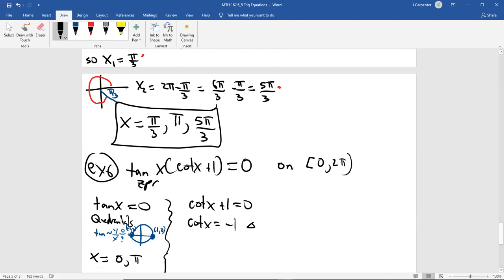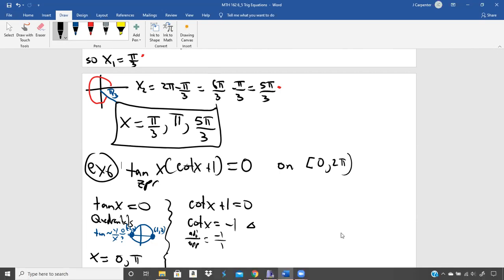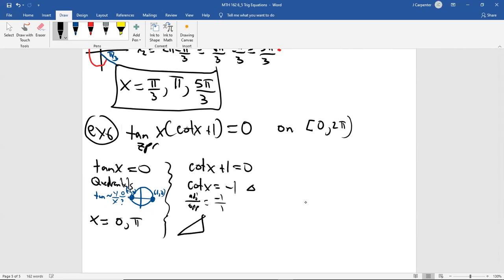So cotangent needs to be -1. Tangent is opposite over adjacent, so cotangent is adjacent over opposite. That has to be -1 over 1. Well, let's not focus on the negative for now. If you got your little triangle, that just says the adjacent needs to be a 1, the opposite needs to be a 1. Well, that's the 1, 1, square root of 2 triangle, which makes this π over 4 for our reference angle. But it's a negative, so this is just a reference angle. We need to put that in the appropriate quadrant.